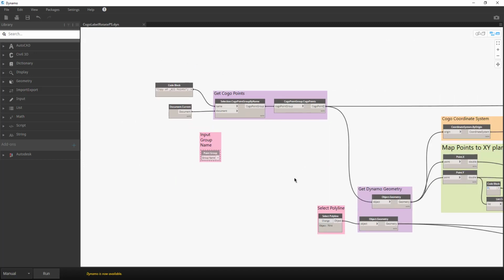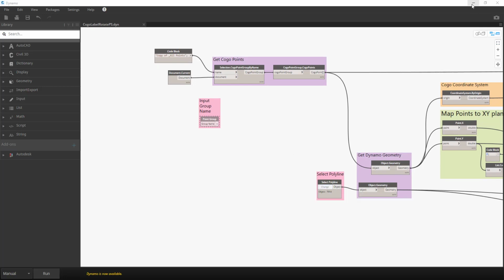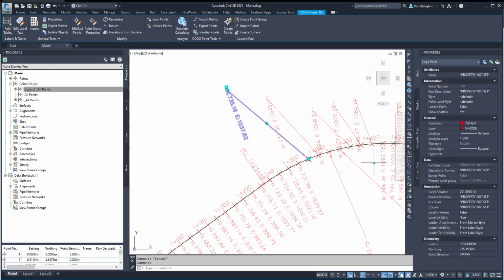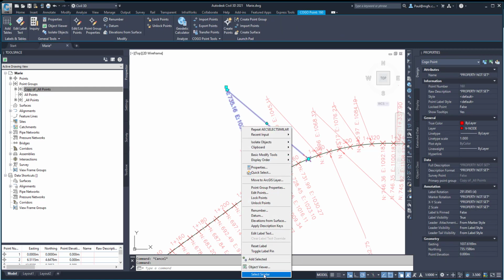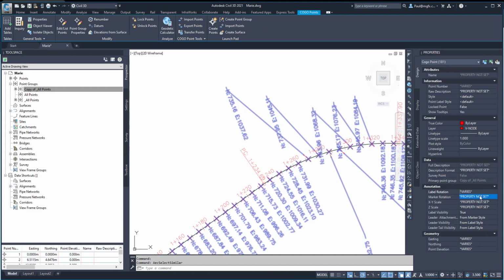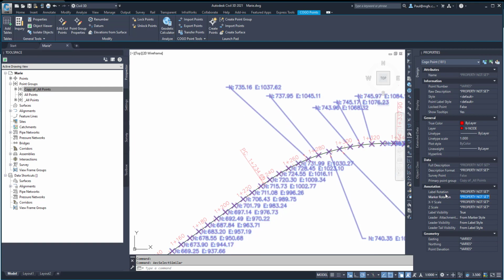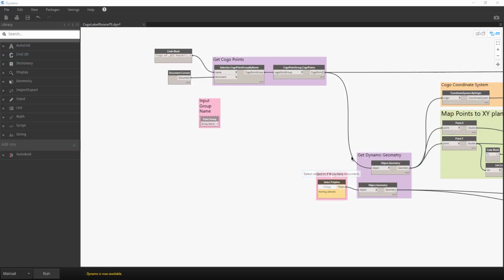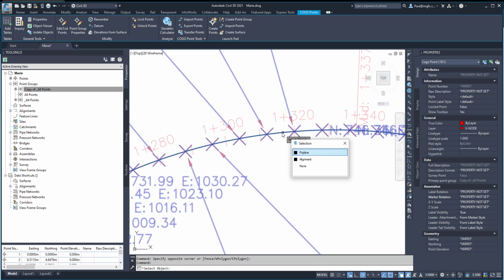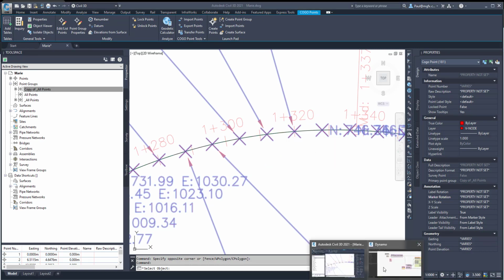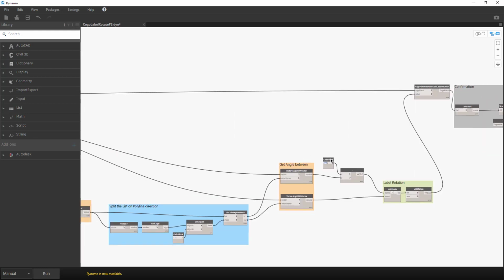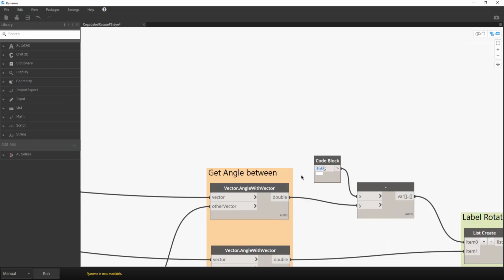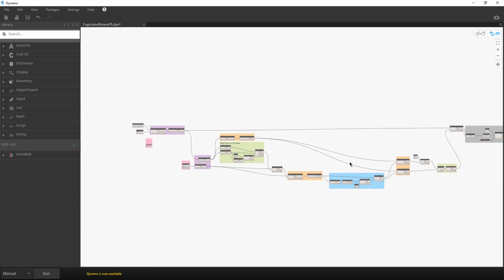Again, we're using copy all points. We're going to select the polyline. Let's first of all reset all of these labels. The rotation. We'll set the label rotation back to 0. The point elevation is going to change. We go to Dynamo. We select the polyline. We make sure that our angle of rotation is set back to 360. And now we run it again.